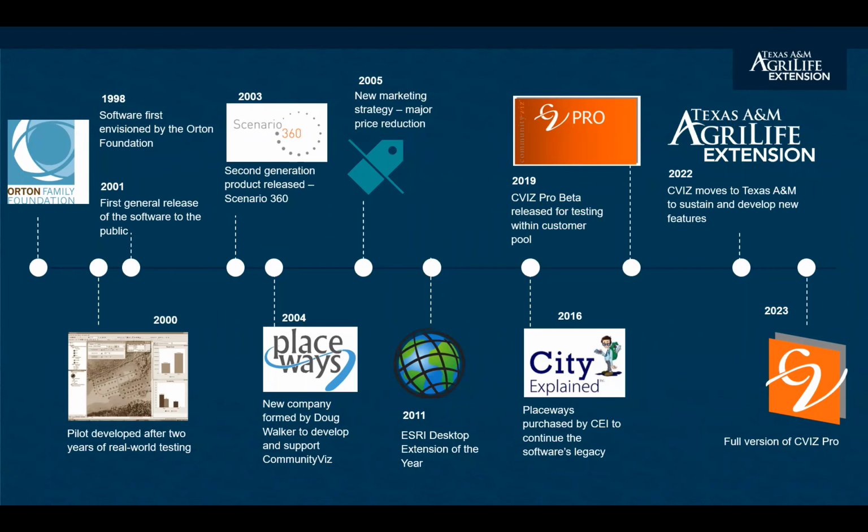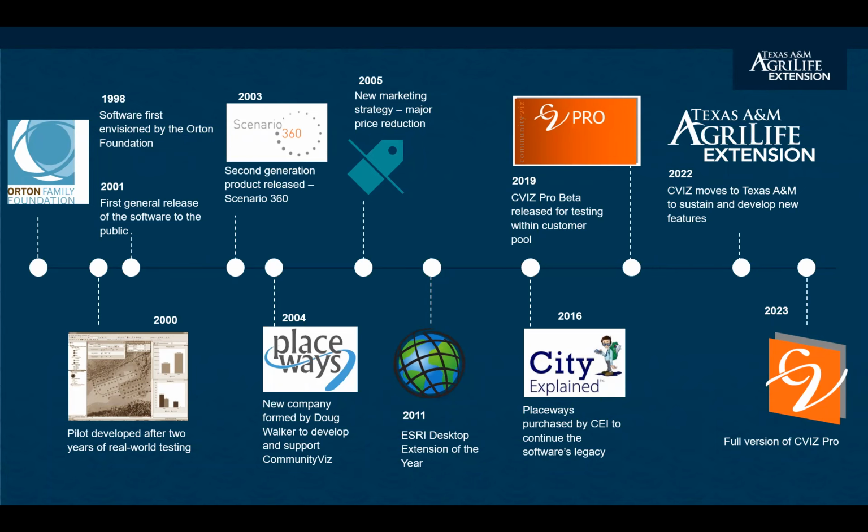You may be familiar with that. That was led by Doug Walker. They continued to enhance and build the product over the years. In 2011, CommunityViz was named as ESRI's Desktop Extension of the Year. And they continued to add new features related to HASIS and other wizards that are built into the application. In 2016, the product was sold to City Explained, led by Matt Noonkester, and they continued the software's development, including the development of CommunityViz Pro.